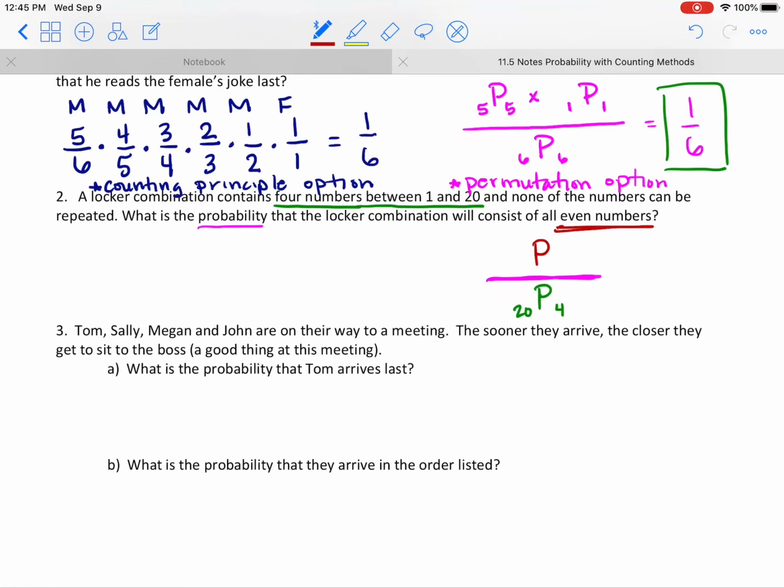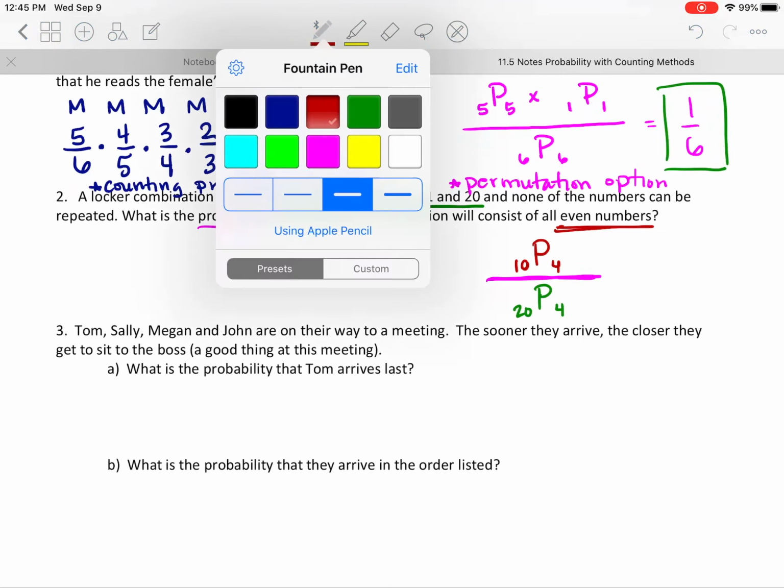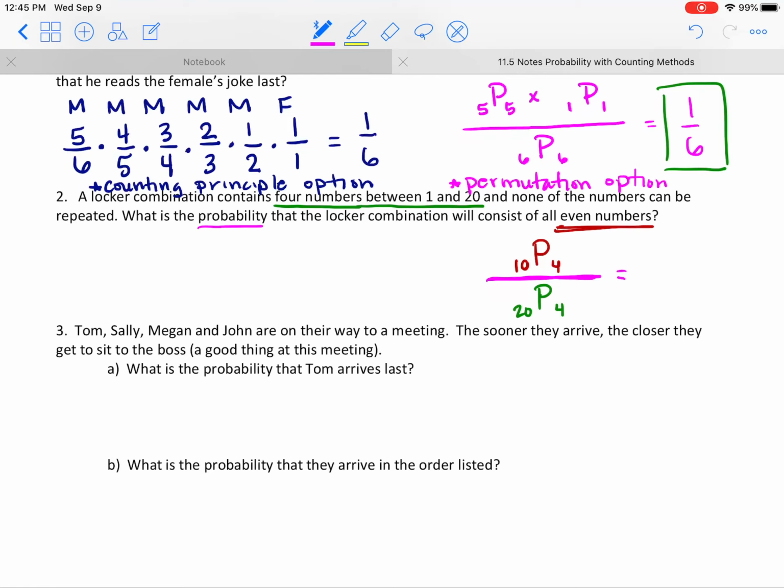Well, 2, 4, 6, 8, 10, 12, 14, 16, 18, and 20. That's 10. Half of the numbers are even. So on the top, we're only looking at those 10 even numbers, but we're still trying to choose 4 of them for our combination, okay? And that's going to give us our correct calculation.